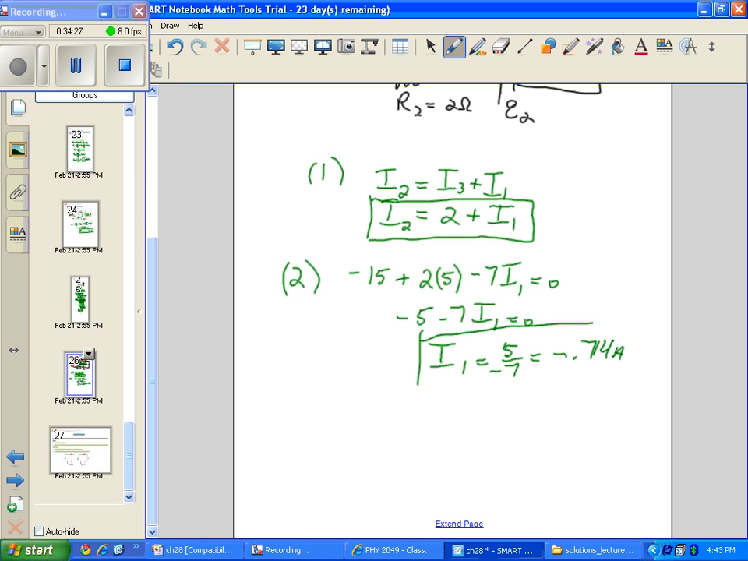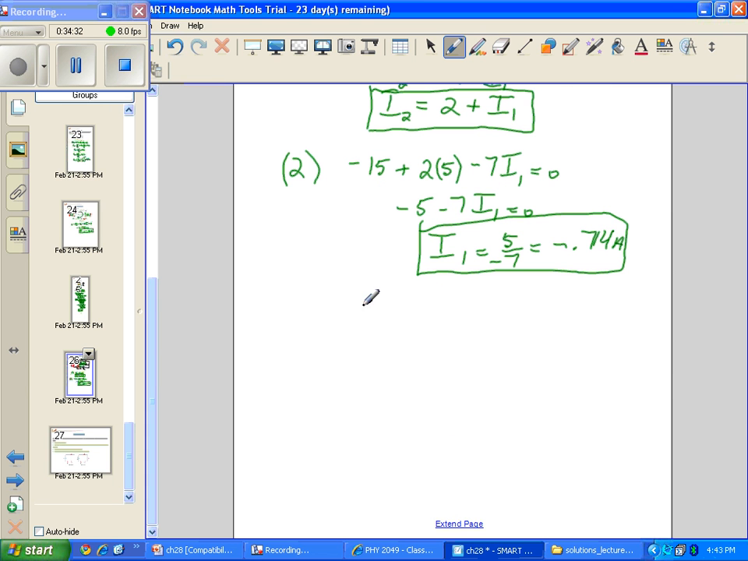So we have our I1. It's a negative current, which means we must have chosen the direction incorrectly. We initially guessed it incorrectly. Well, that tells us that I2 from the junction rule is going to be equal to I1 minus 0.714 plus 2.